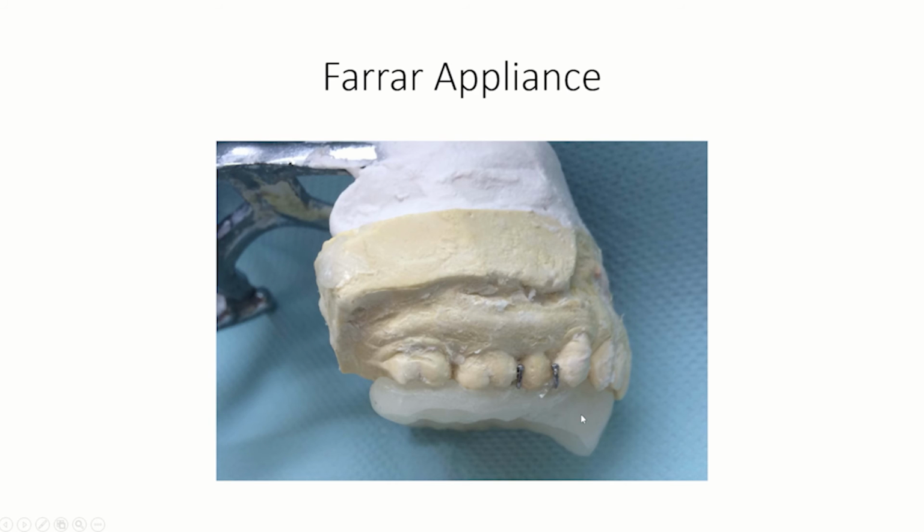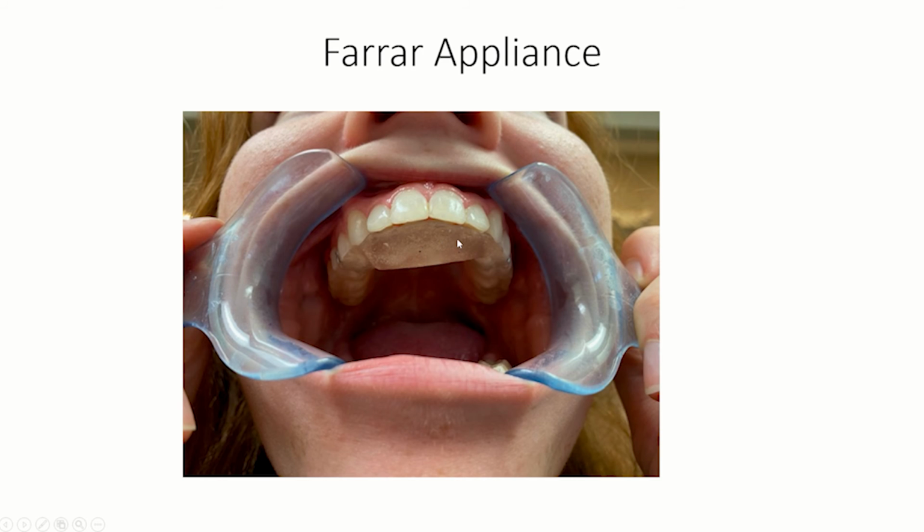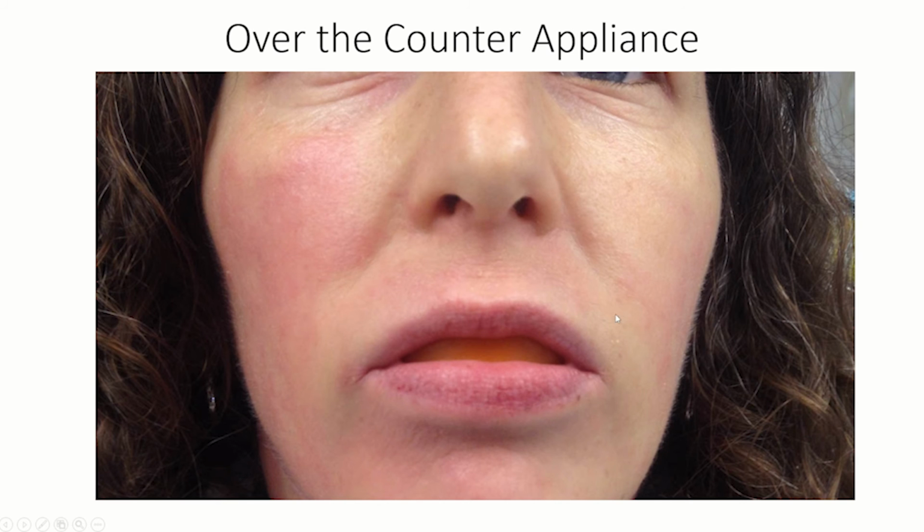Here's what it looks like on the articulator. Here's what it looks like in the mouth. You can see that little lip, the teeth close in here, and they touch right here, and they don't let the jaw fall back.